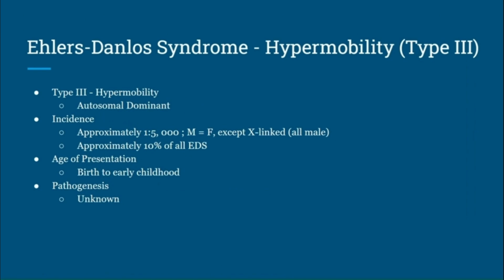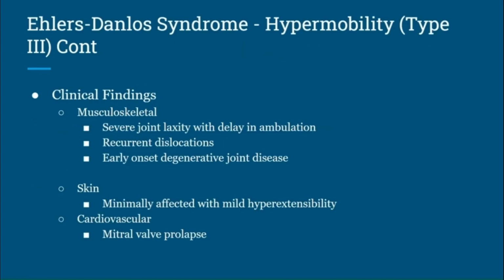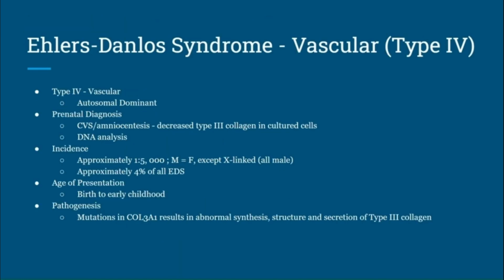Moving on to type 3 now. Type 3 is also considered more purely hypermobile. It's considered to be autosomal dominant, but we don't have a good gene isolated for this one quite yet. Musculoskeletal findings of this one are all your joint laxities, recurrent dislocations, even degenerative joint disease at an early onset. You might see some minimal or mild hyperextensibility of skin. You will still have the propensity to develop an MVP, and those are all important, but it's very similar to the classic type, right? Just fewer skin findings in the hypermobile type.